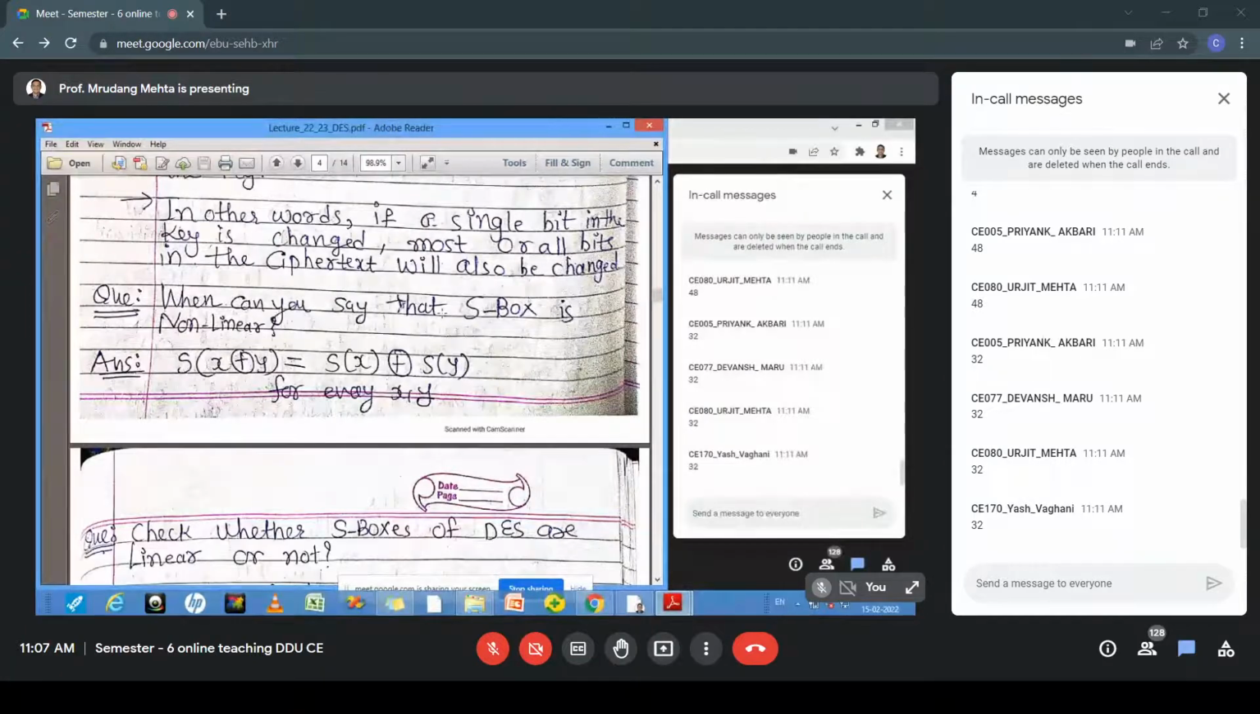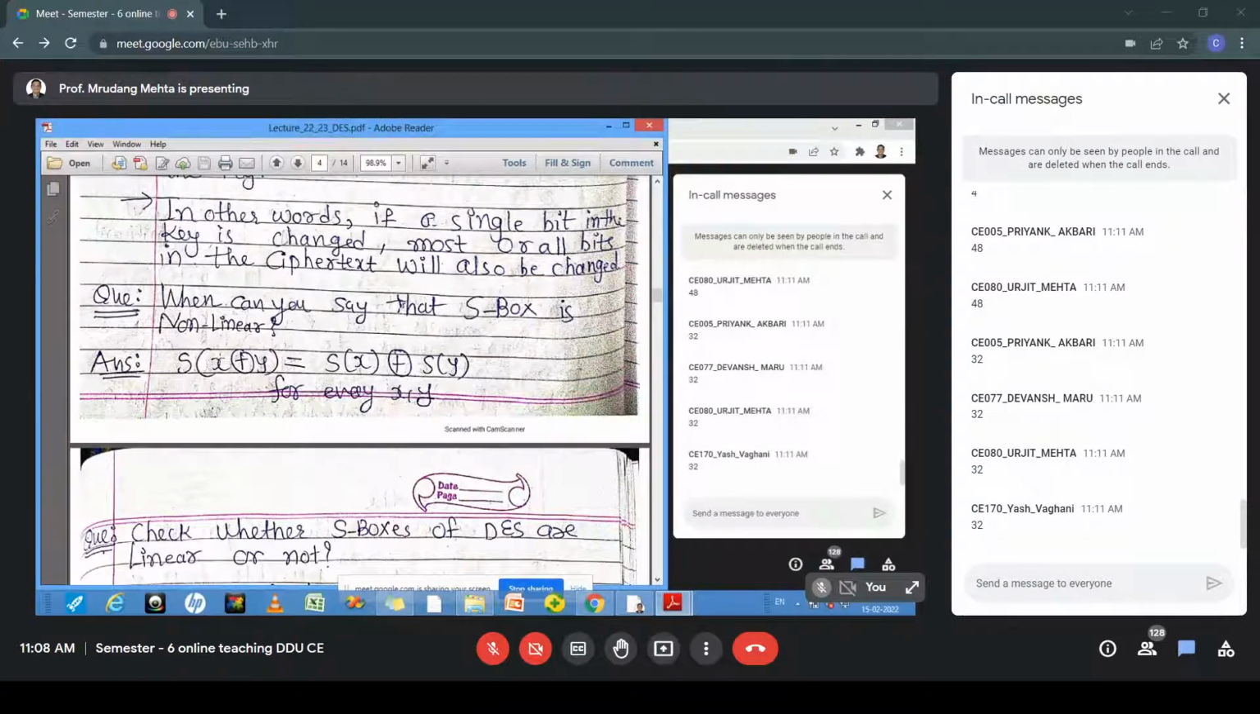The other half also generates 32 bits and both go through each round. Finally, it produces 64 bits. So in each round, we use S boxes. So is this linear or non-linear? It is non-linear, but how can we say that?